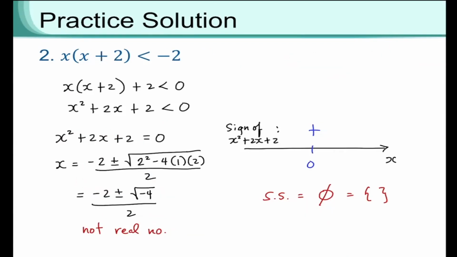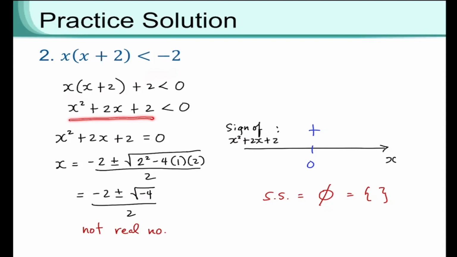If you're given this one, the first thing that we need to do is to make one side of the inequality 0. So we move this -2 to the left-hand side of the equation. Keep in mind that when you move a term from one side to the other side, you have to change the sign of the term. So from -2 to +2. And then we remove the grouping symbol, and we'll get x squared plus 2x plus 2.